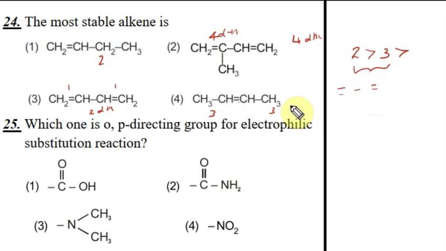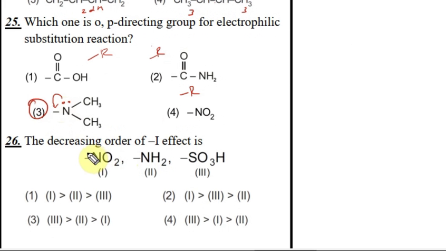Now between 1 and 4, my 4 is better than 1 because of more alpha hydrogens. Which one of the following is an ortho-para-directing group for electrophilic substitution? Ortho-para-directing group means it has to have a plus R effect. This is minus R, this is minus R, this is minus R. Meta-directing, this is plus R. The decreasing order of minus I effect, I have given the order for you. 1 is greater than 3 greater than 2.